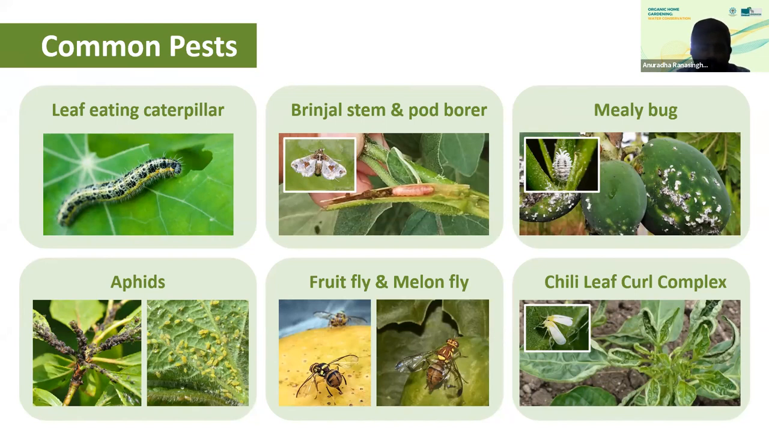Then we can find the brinjal stem and pod borer, which is a very common insect, especially when we cultivate brinjal. They come and attack the pod as well as the stem part. Then again, we can find mealybug. This is the picture you have seen in the first slide.